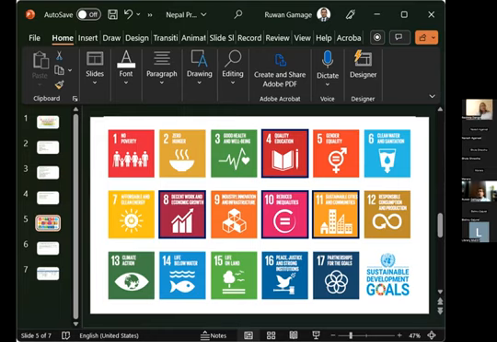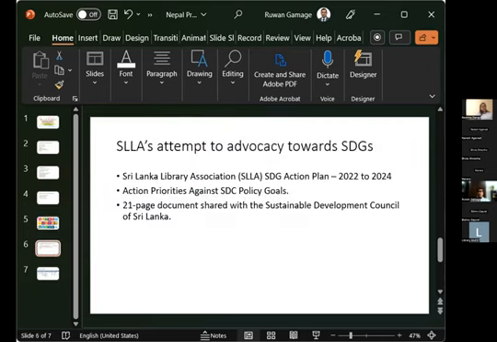I don't want to repeat that because many speakers in this event have already mentioned how we can support in that. But of course, I will go into what the Sri Lanka Library Association has done, especially towards achieving this goal. Actually, the SLLA has focused on this SDG implementation, working together with the Sri Lanka SDG Council.